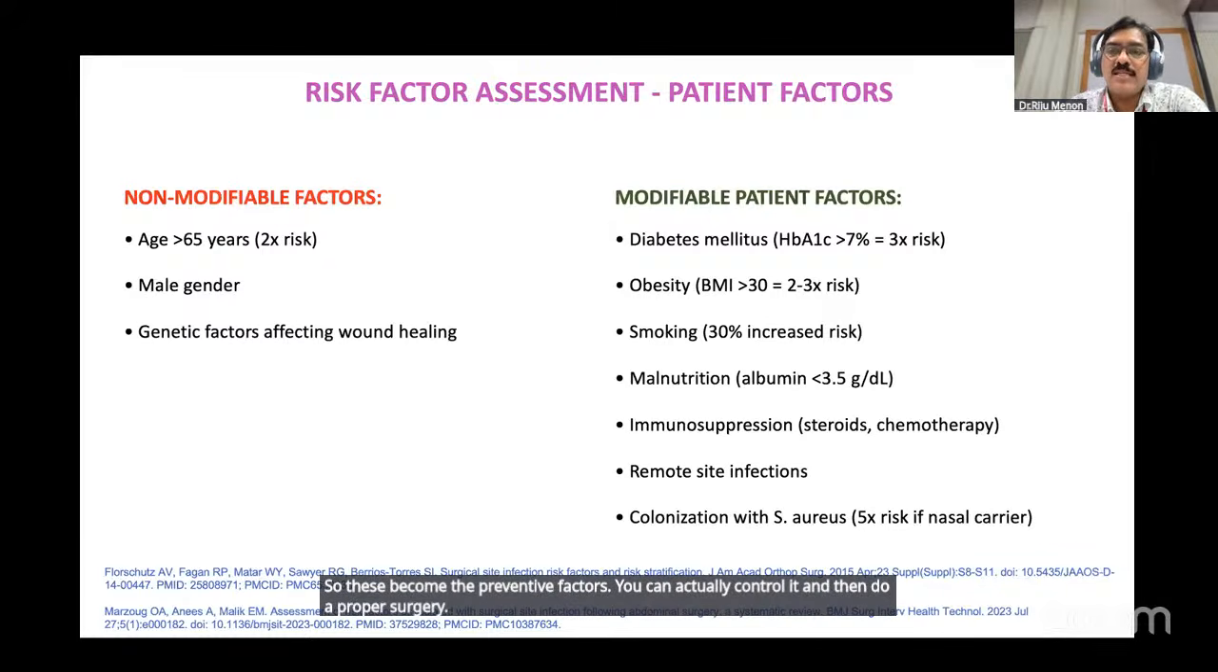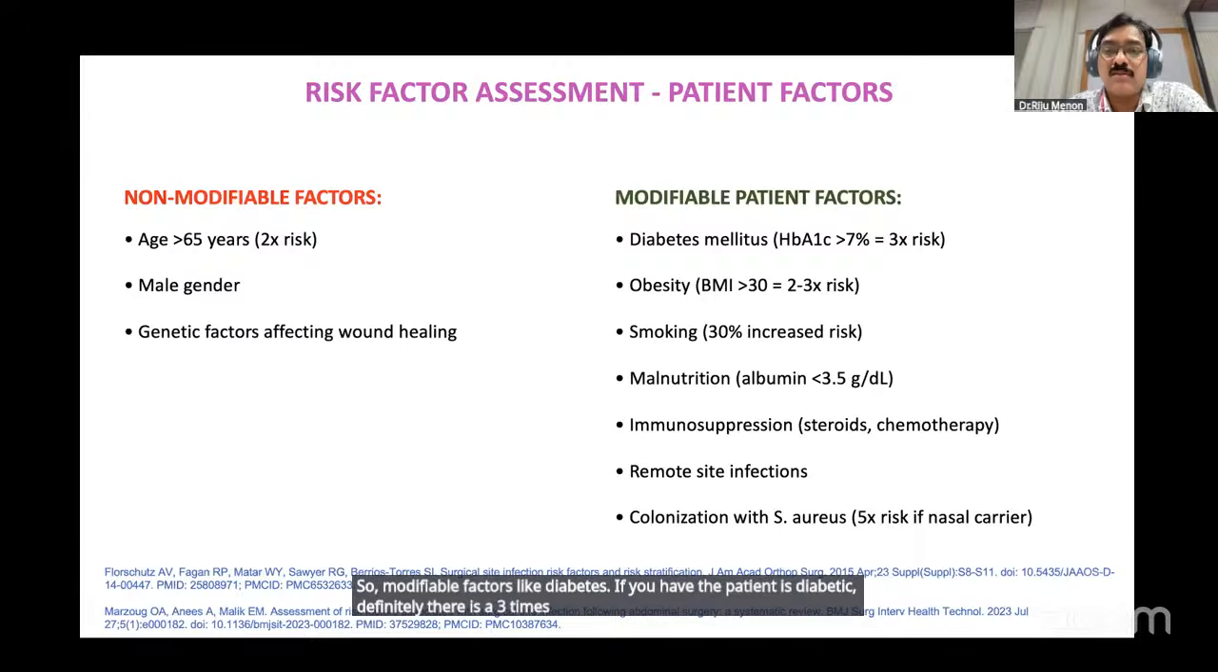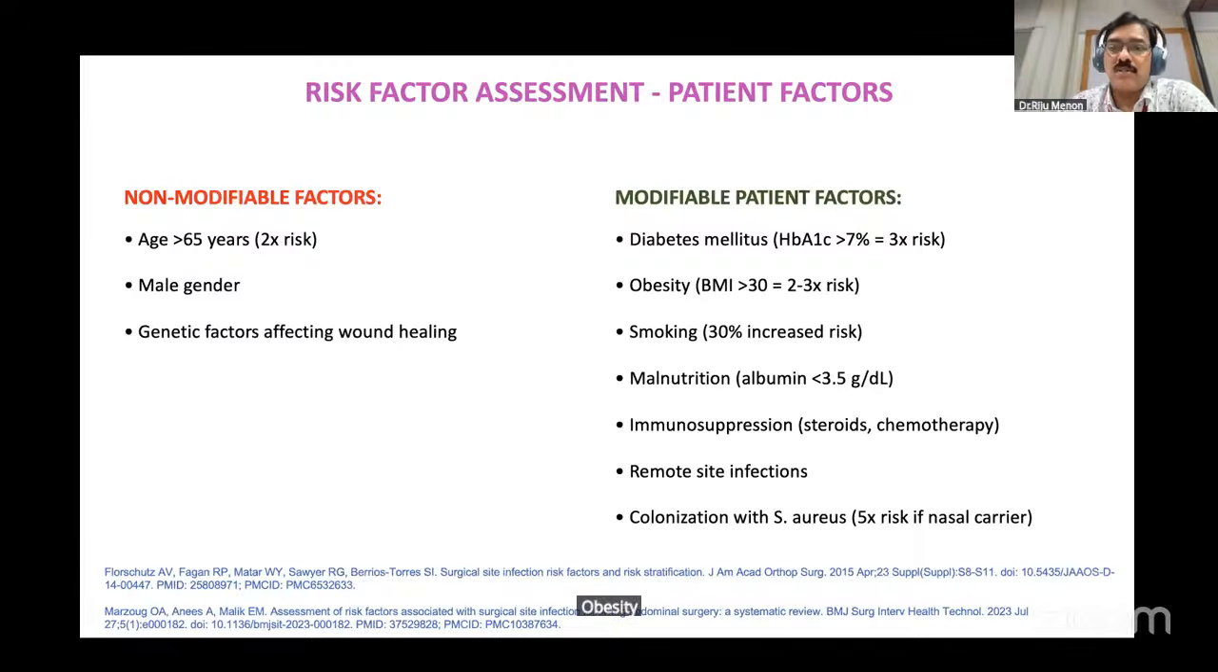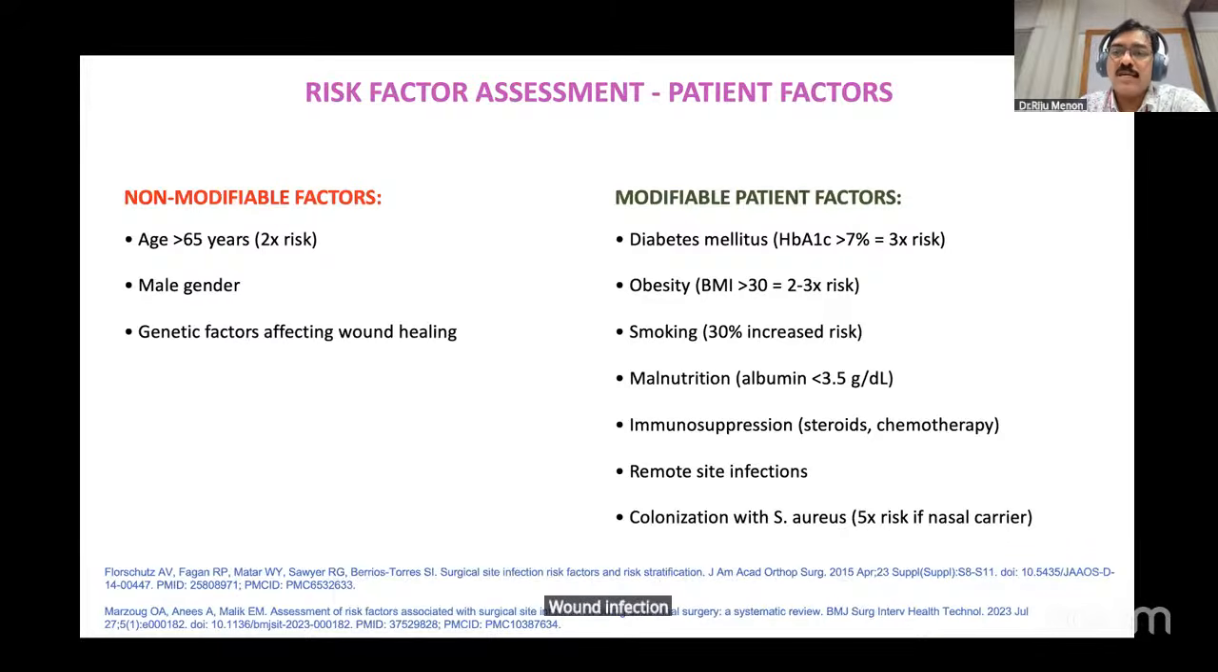So modifiable factors like diabetes: if the patient is diabetic, definitely there is a 3 times increased risk of infection, is what is said. Obesity. If you're doing a procedure for a patient, say a hernia, and the patient is obese, it would be wise to tell the patient to wait for some time, reduce weight, and then come back, because otherwise there's a 2 to 3 times risk of wound infection. Smoking has a 30% increased risk of infection.